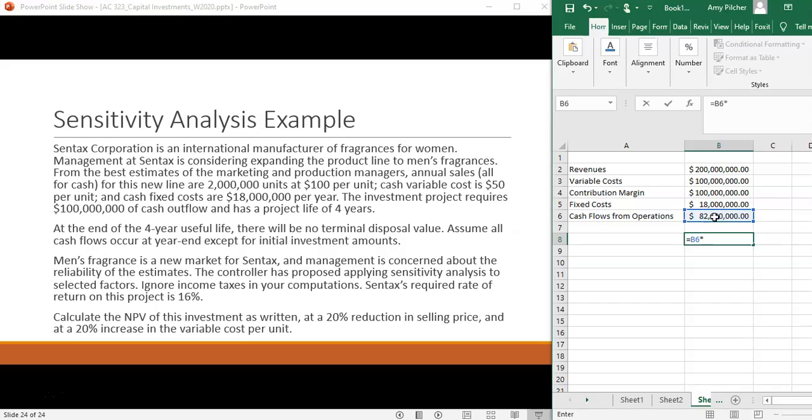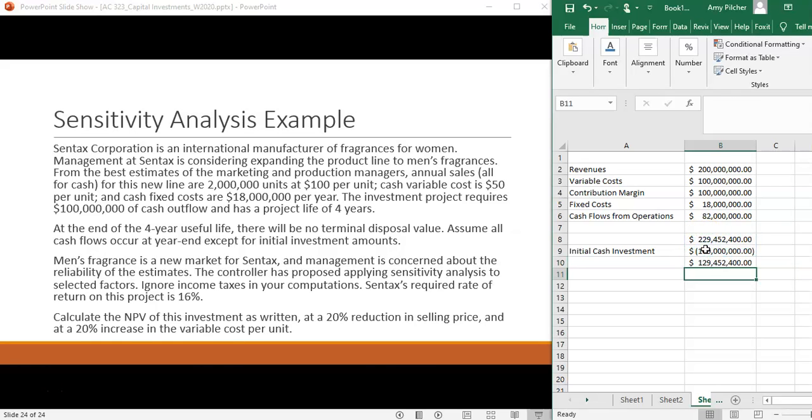times that factor of 2.7982. Then we're going to subtract our initial cash investment of the $100 million, giving us a net present value of $129,452,000.